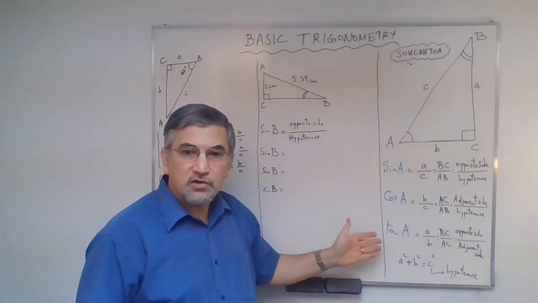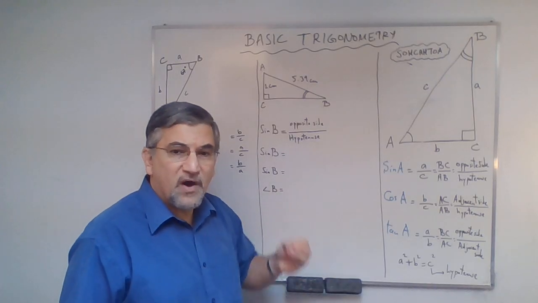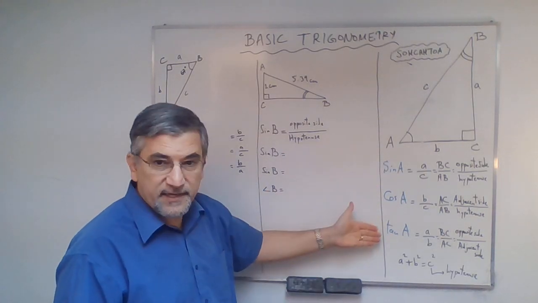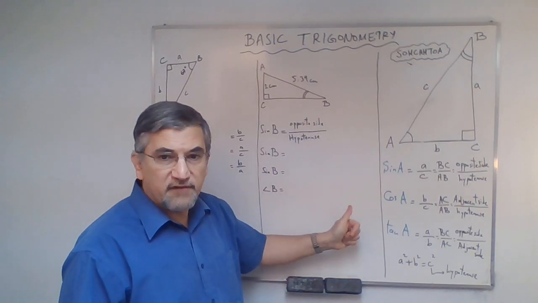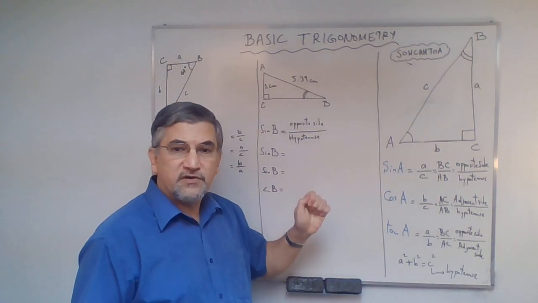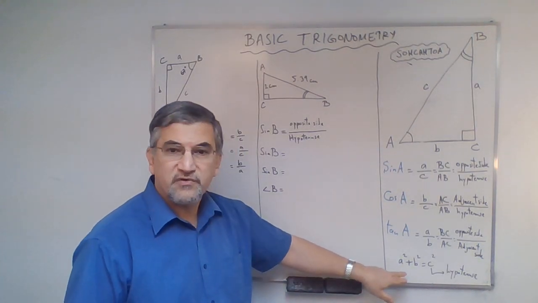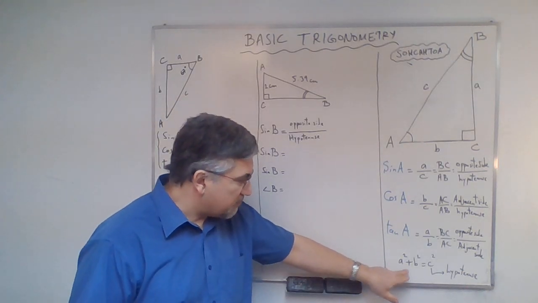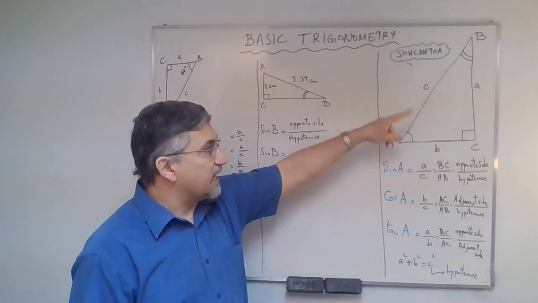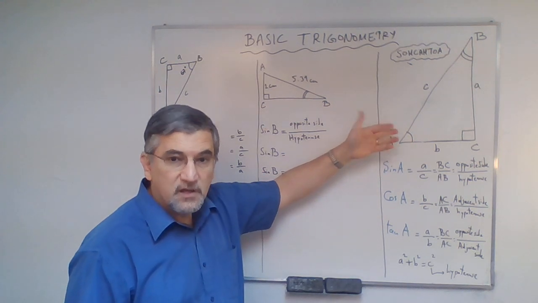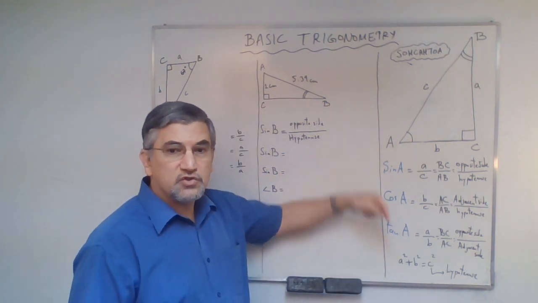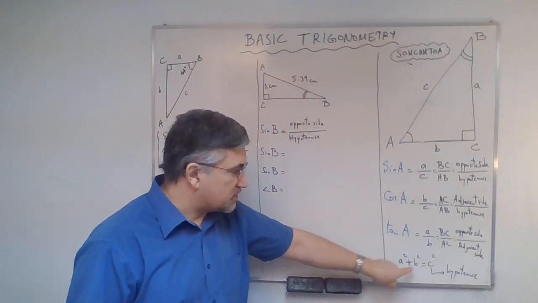So these three are called the three primary trigonometric ratios: sine, cosine, tan. Other than these three definitions, we have one very famous formula that comes from grade 7, grade 8. It's called the Pythagorean theorem, and that says that the sum of the squares of the two legs in a right-angled triangle, that is a squared plus b squared, is equal to the square of the hypotenuse, which is c squared.